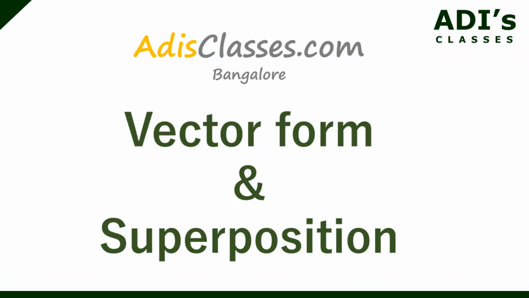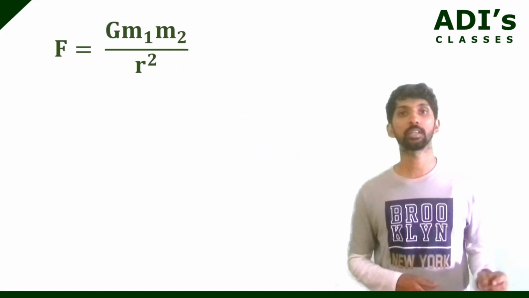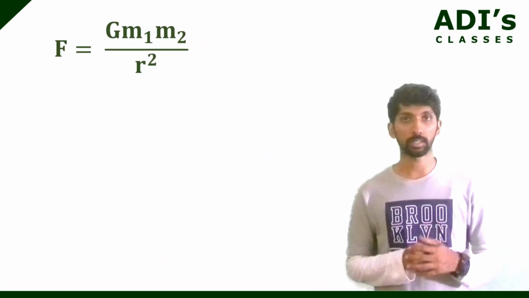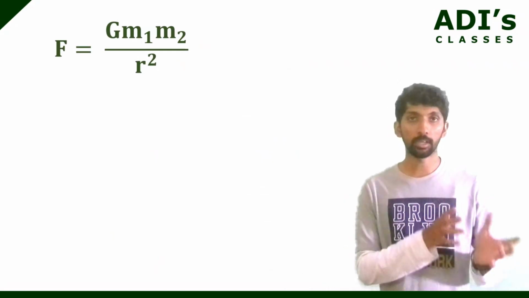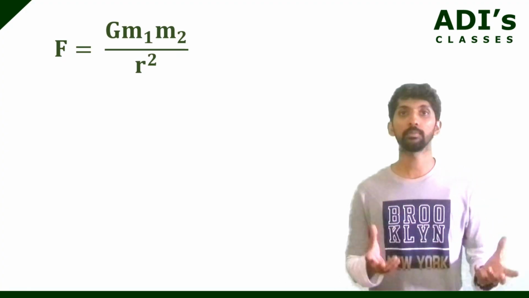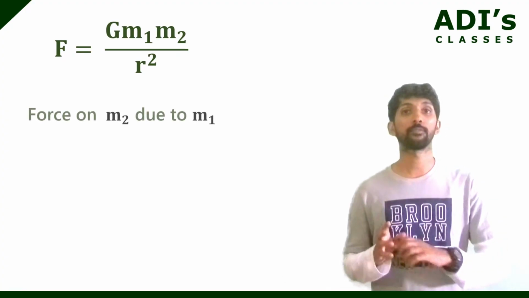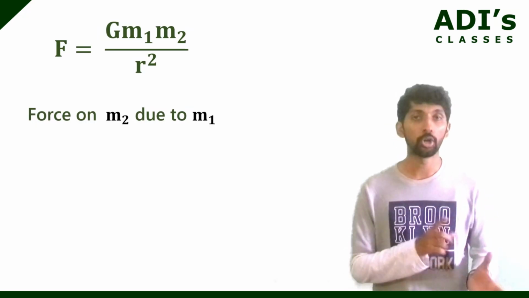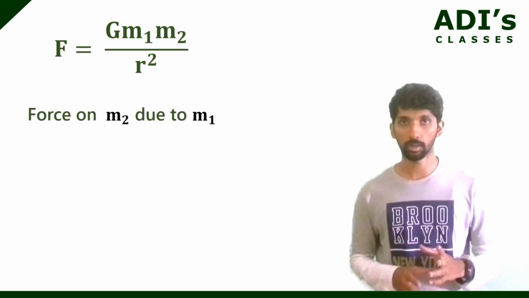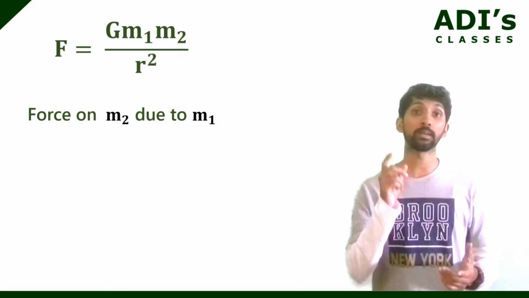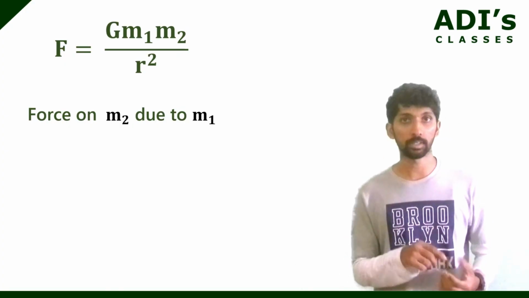The vector form of Newton's law of gravitation. So what we have is F equal to G m1 m2 by r square, correct? Now if we are looking at the vector form, we have two masses m1 and m2. First thing, we'll consider the force on m2 due to m1. I'll repeat this: this is the force on m2 due to m1.